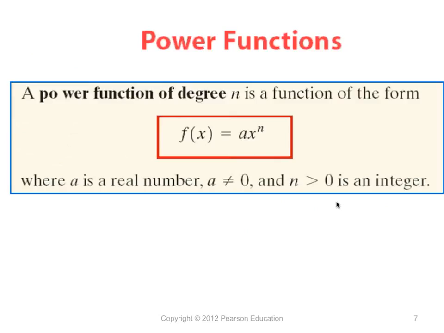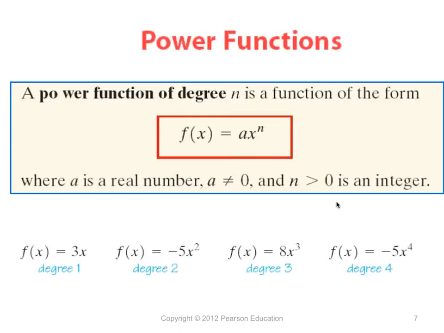Okay, we also want to talk about power functions. So power functions always look something like this, where you have y equals, or f of x equals, a times x to the power n. A is just going to be a real number, cannot equal 0, and n is greater than 0 and an integer, so it's a non-negative integer. So some examples of power functions would be f of x equals 3x. Now what we already know is that that is degree 1. You could also have something like f of x equals negative 5x squared. That's going to be degree 2. You could have something like f of x equals 8x cubed. That's going to be degree 3. Or f of x equals negative 5x to the 4th. That would be degree 4.